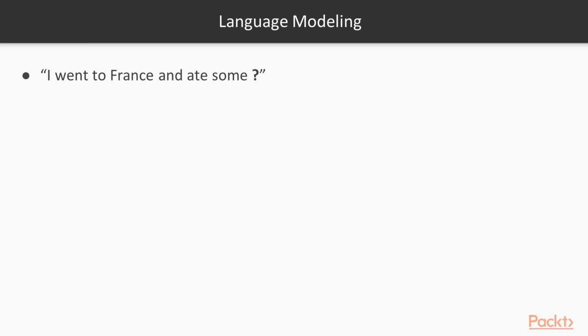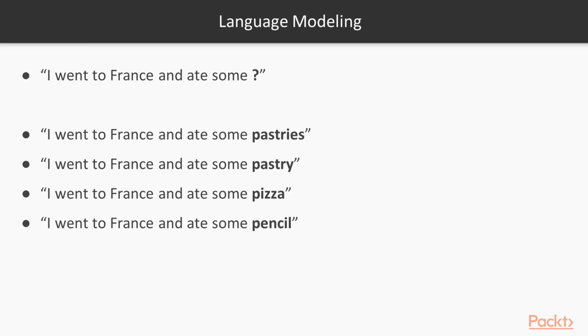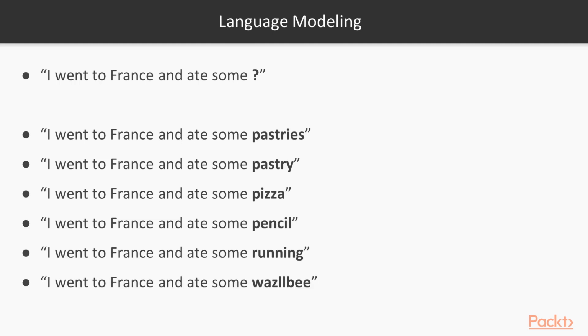So to cover some of these issues, we're going to talk a bit about language modeling. So imagine I give you the sentence, I went to France and ate some question mark. You might be able to complete this sentence using some of your knowledge about language. And you might complete it by saying pastries, or you might say pastry, or you might say pizza, that's still valid, or pencil, that's not quite right, or running, which is completely wrong, or some made-up word. So each of these are valid or invalid completions to the sentence, and some are better than others.